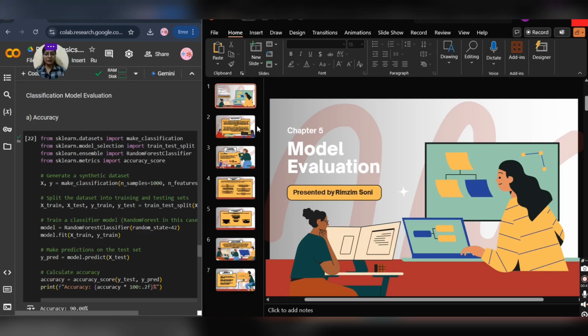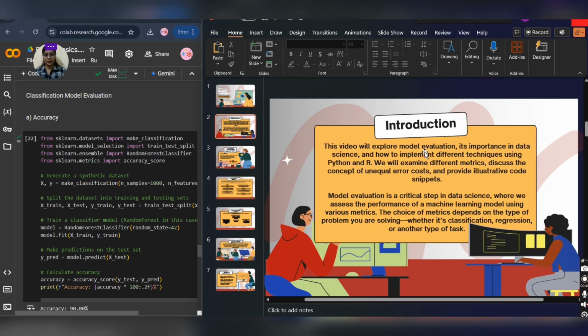In this video, we will be discussing model evaluation. So let's get started. This video will explore model evaluation, its importance in data science, and how to implement different techniques using Python. We will examine different metrics, discuss the concept of unequal error cost, and provide illustrative code snippets.